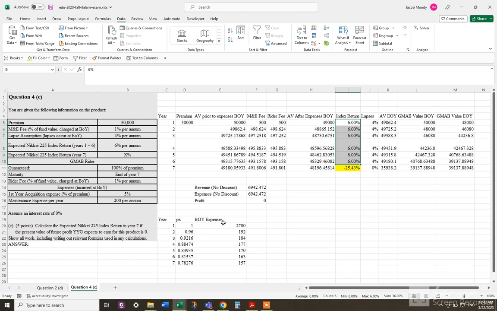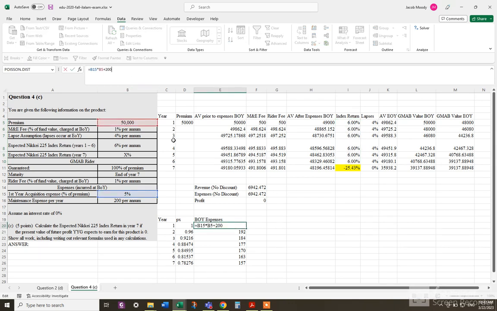And then my expenses right here. So here's the commissions, and then I also added the 200 for the maintenance expenses, because they said beginning of year. So I assume maintenance expenses, you add on top of commissions for beginning of year. The reason this is less than 200 is because this PX is taking into account the lapse rate right there.